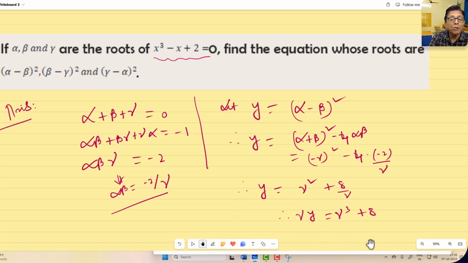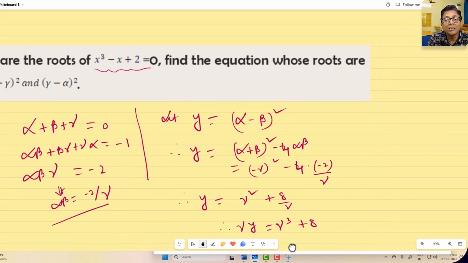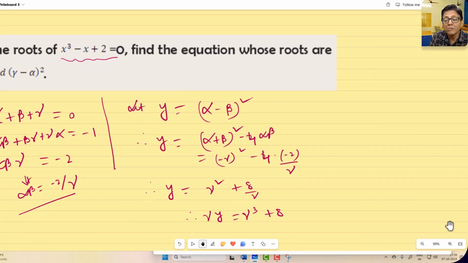Because if you cannot express gamma exclusively in terms of y, then it's of no use. So what to do? You got the equation in terms of gamma cube. It is going to be gamma cube minus gamma y plus 8 equal to 0. You got this. But gamma you are supposed to express exclusively in terms of y. Not possible here. But you make an observation here.